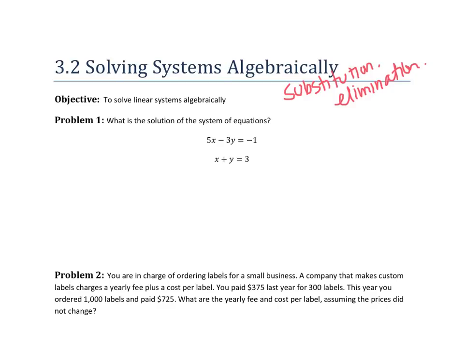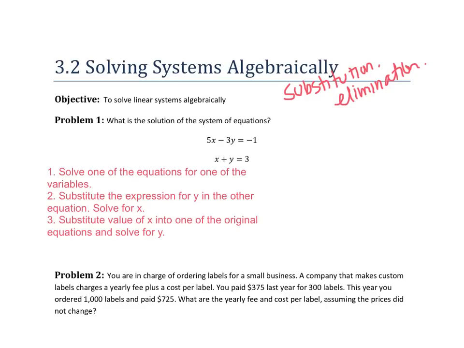It says, what is the solution of the system of equations? Remember, the solution makes both statements true, so I'm trying to find an ordered pair. And there's certain steps I want you to follow when you're doing substitution. Step one says solve one of the equations for one of the variables. I am going to pick my second equation and solve that for y. So I get y equals negative x plus 3.